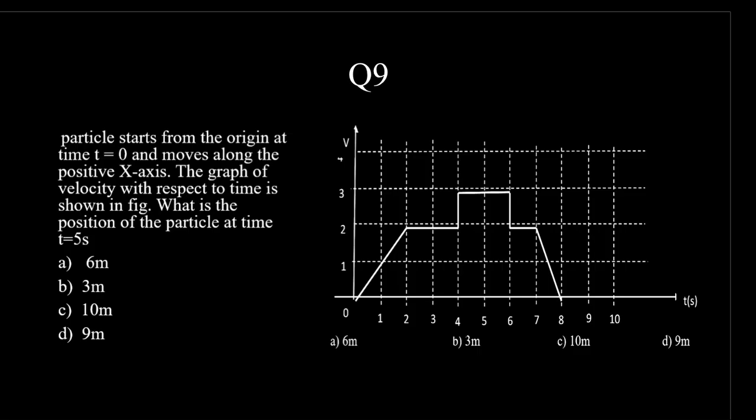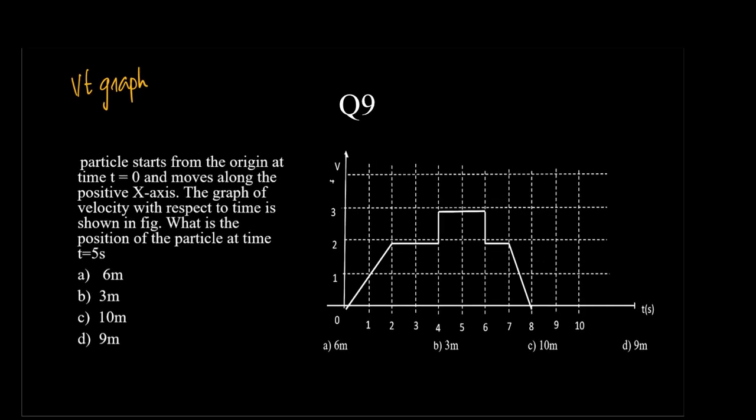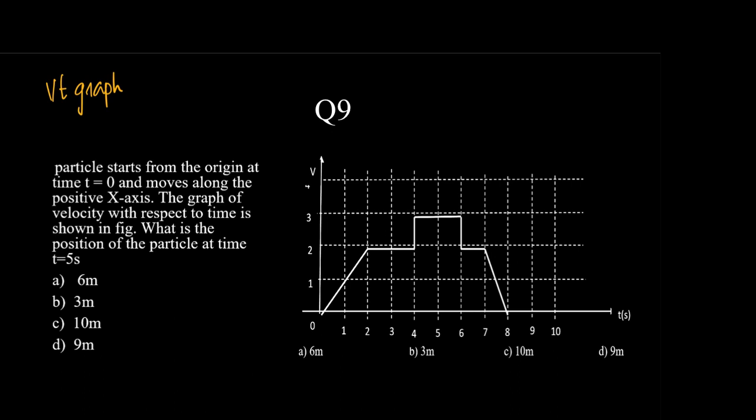A particle starts from the origin at time t is equal to 0 and moves along the positive x-axis. The graph of the velocity with respect to time is given, which means what we are given is the v-t graph. What is the position of the particle at time t is equal to 5 seconds? Okay, we have already discussed a similar question, but I would like to describe the concept once again. Velocity is equal to the rate of change of position x, dx by dt. So we have v dt is equal to dx.